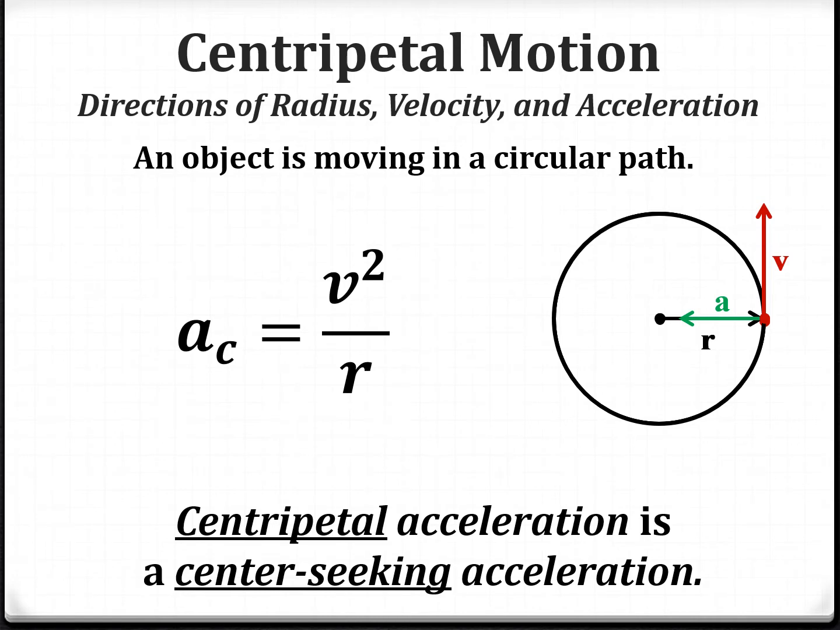The equation for this center-seeking acceleration is equal to the speed squared divided by the radius. Notice that I'm not saying the word velocity, even though we use the same letter for it. Velocity implies a direction as well, and the direction is always changing as it goes around. So it's the speed squared divided by the radius to find the centripetal acceleration.